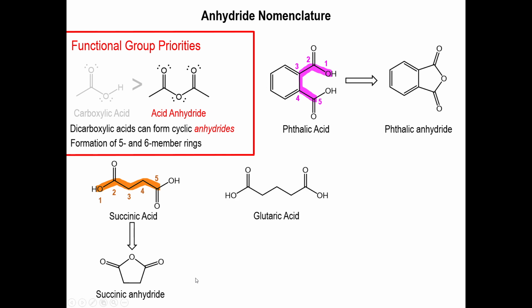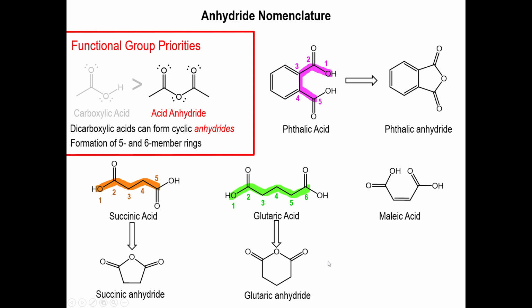Okay, and just another example, glutaric acid. Starting from the oxygen on the left side and going all the way to the second carbonyl carbon, now we're covering a total of 6 carbons. So this will now be a 6-member ring. And yes, you will have the anhydride moiety present in that ring. So this will be known as glutaric anhydride.